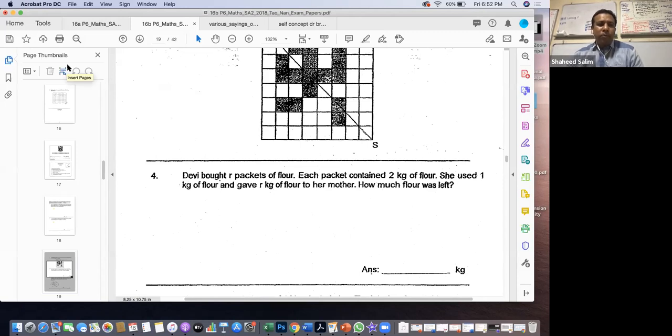Sophia, you are done. Your eyes are somewhere else. What's your answer, Sophia? You can do this. You are champion at this. Raihana, you're also champion at algebra. Is it R minus 1 kg? So be confident. Be confident. You can do it.